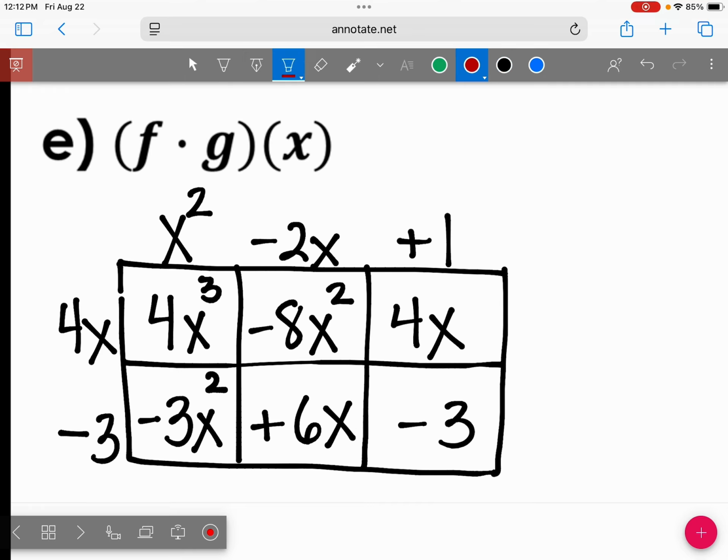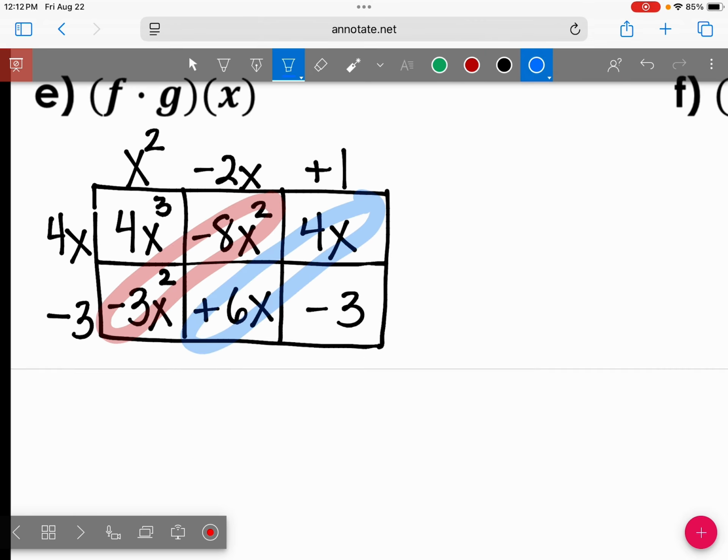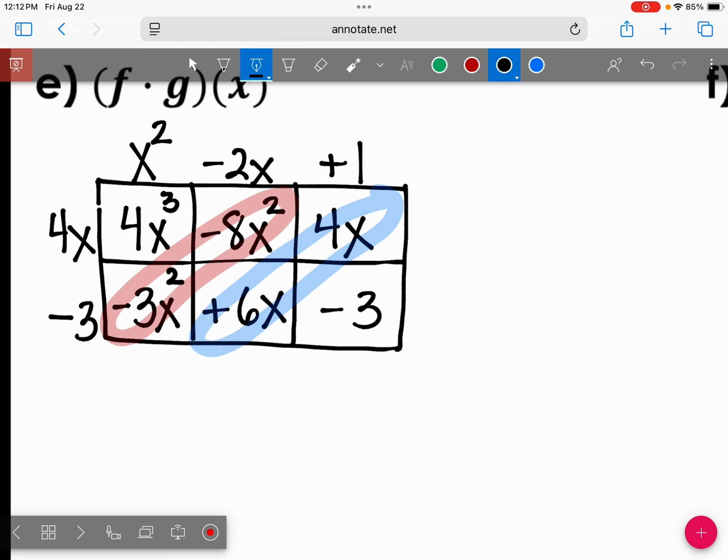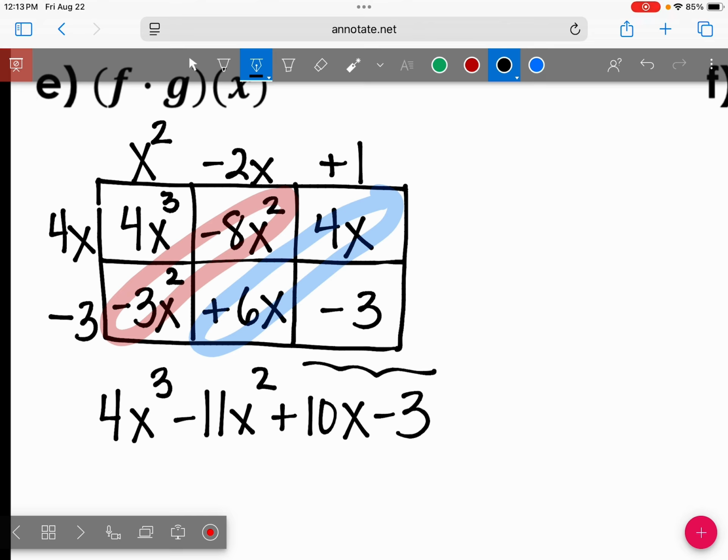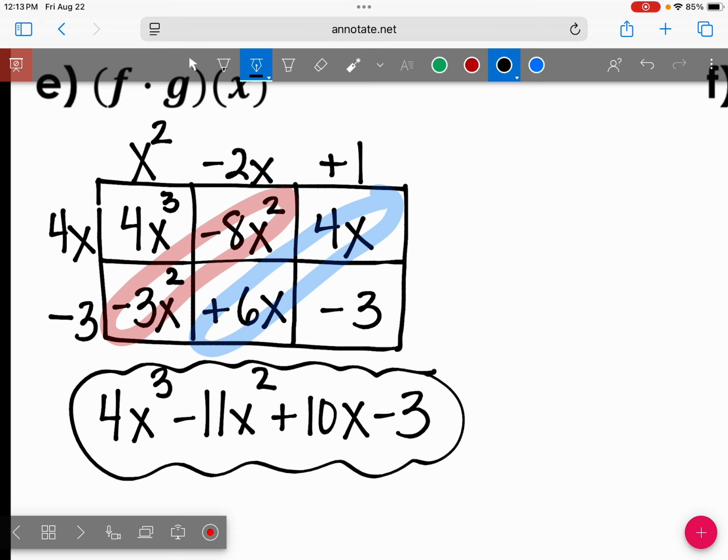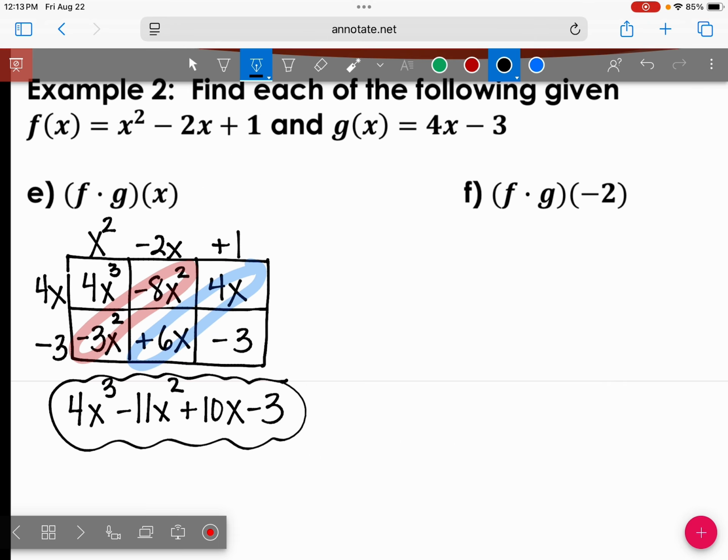The good thing about the box is that your like terms are on a diagonal. So my answer would be 4x cubed minus 11x squared plus 10x minus 3. You can use this expression to answer part F, but you probably won't have this expression.